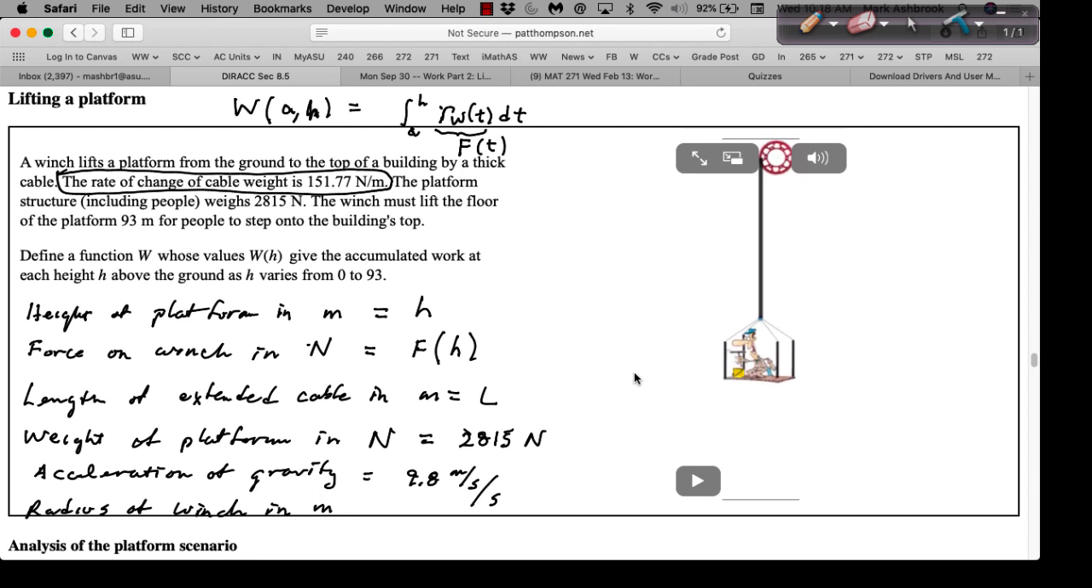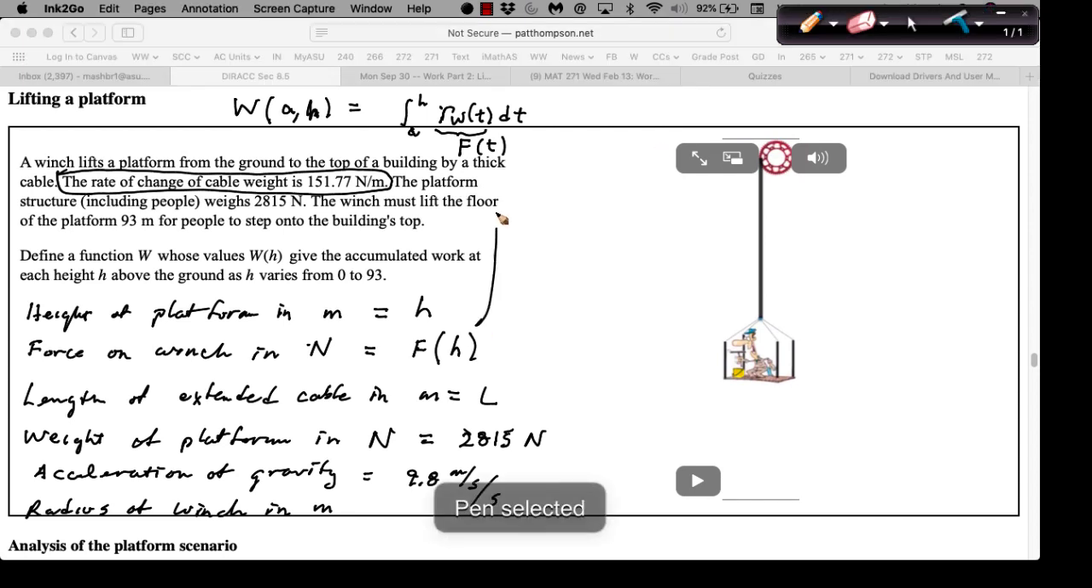Once we can come up with this f of t function, which is really f of h, we have that f of h function. It goes there, and we've got a work function, and we've modeled the accumulated work. So we've got to write this f of h function. How are we going to write it? What will be the general structure of that? In general, how much force is on that winch?